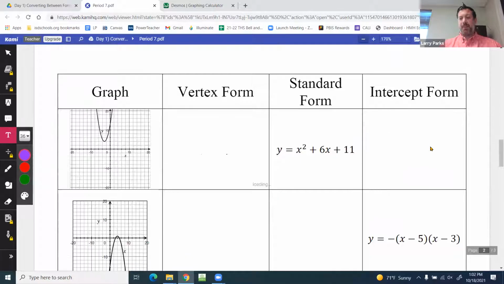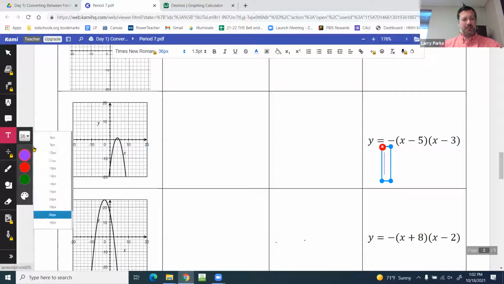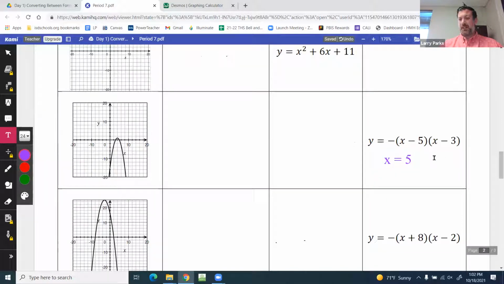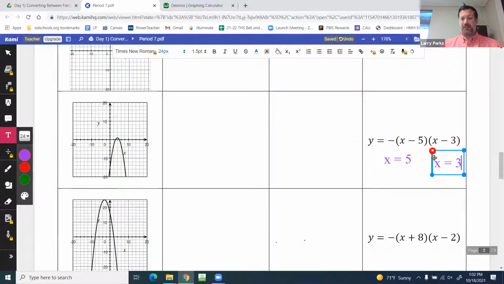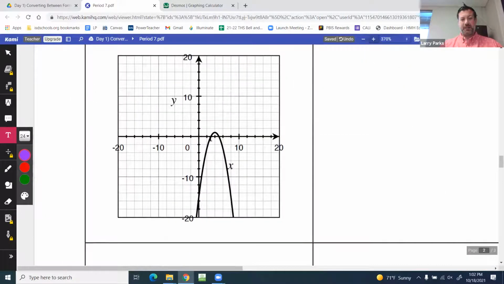And then finally, intercept form will tell me the x-intercept. So if I have x minus 5, remember, the solution for that, I need to find a happy medium for my font, would be x equals 5. And the solution for x minus 3, the x-intercept, would be x equals 3. And if I look at the picture, notice that the intercept is right here at, looks like they're counting by 2s, 2, 4, 6, 8, 10. The intercept is here at 3 and at 5, okay?